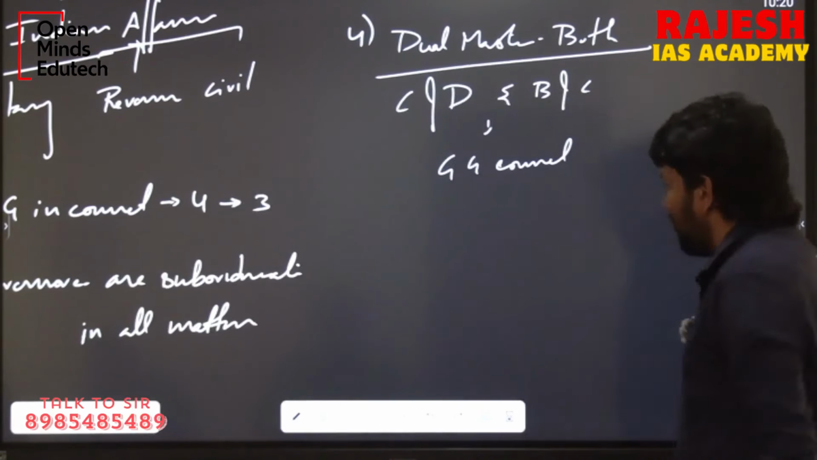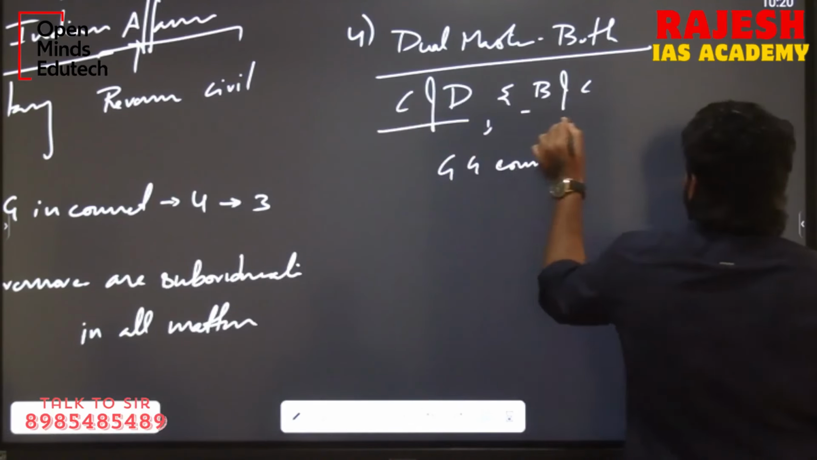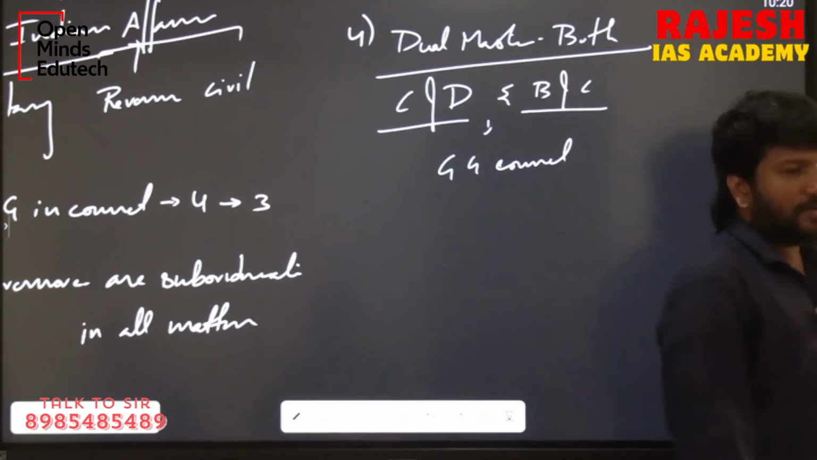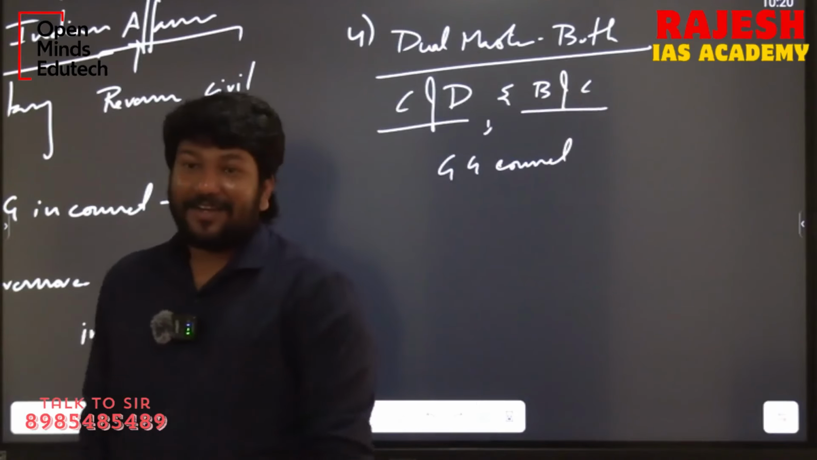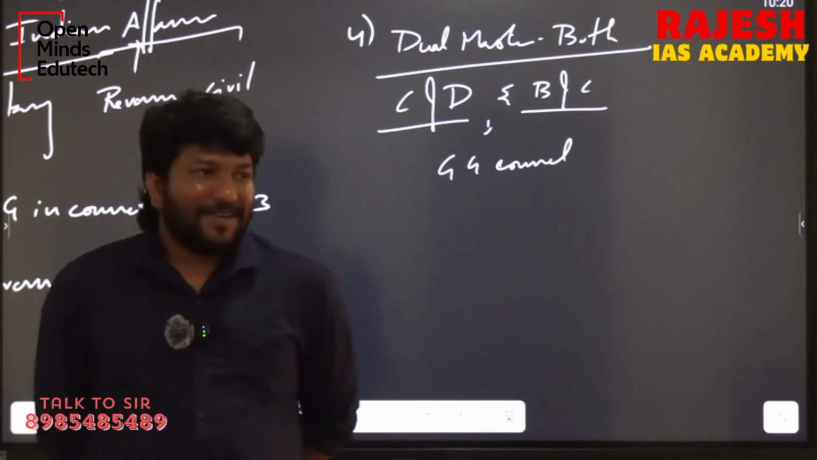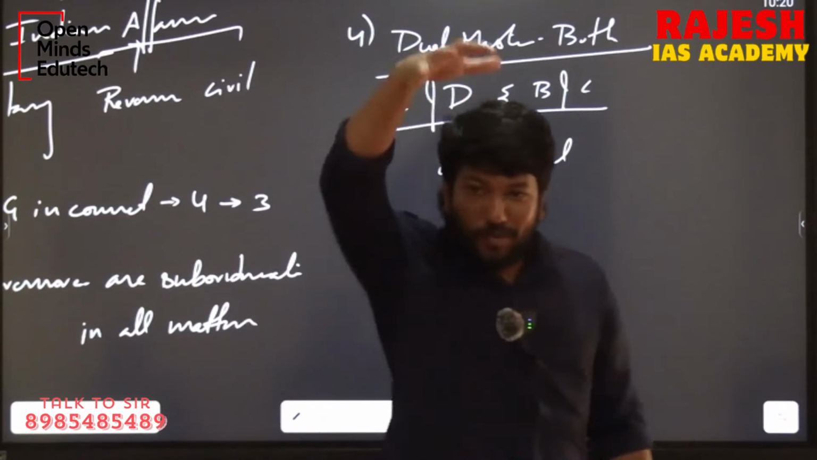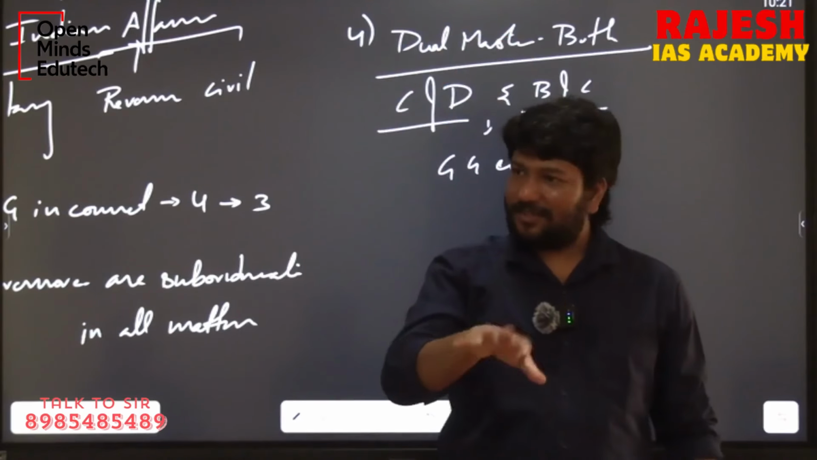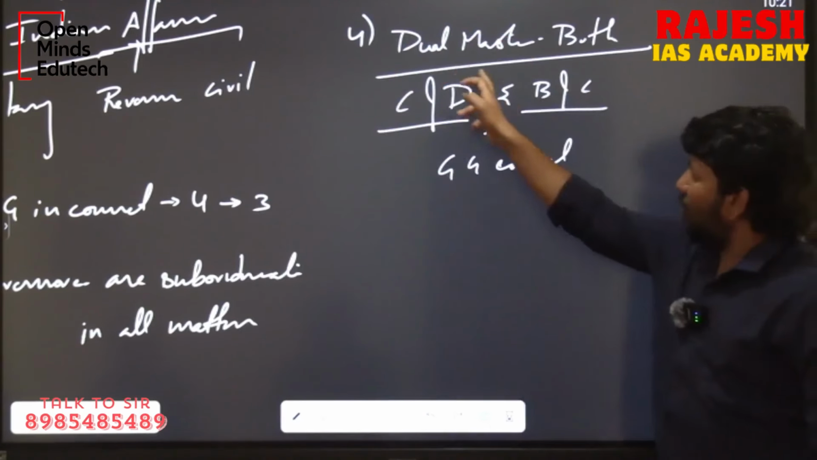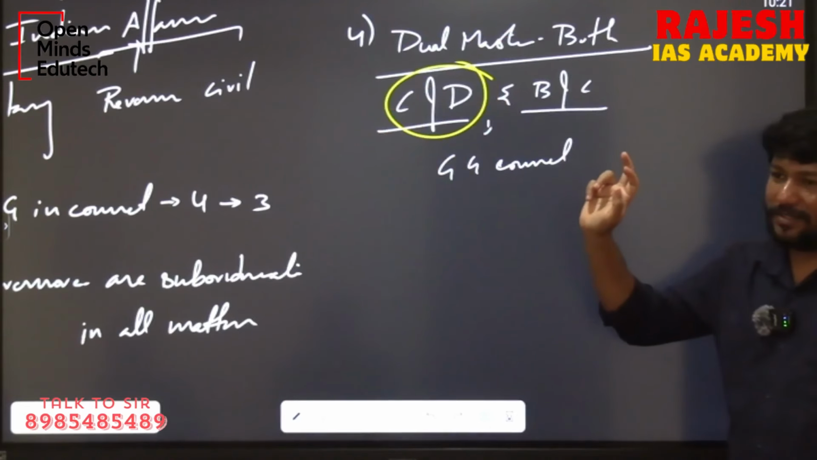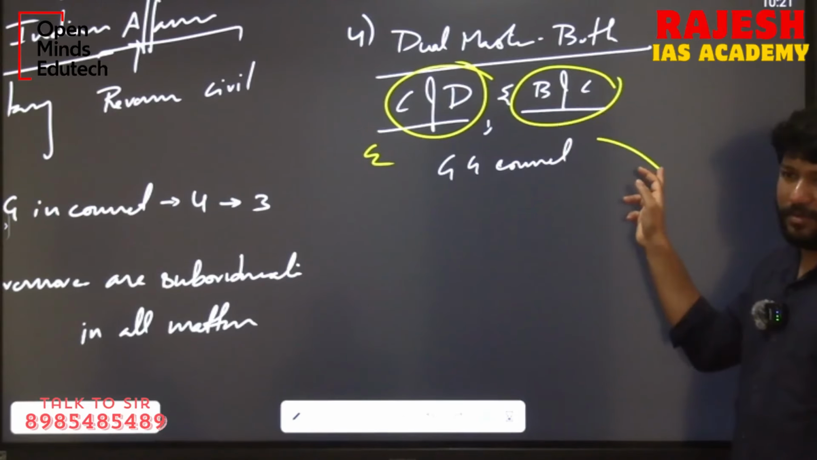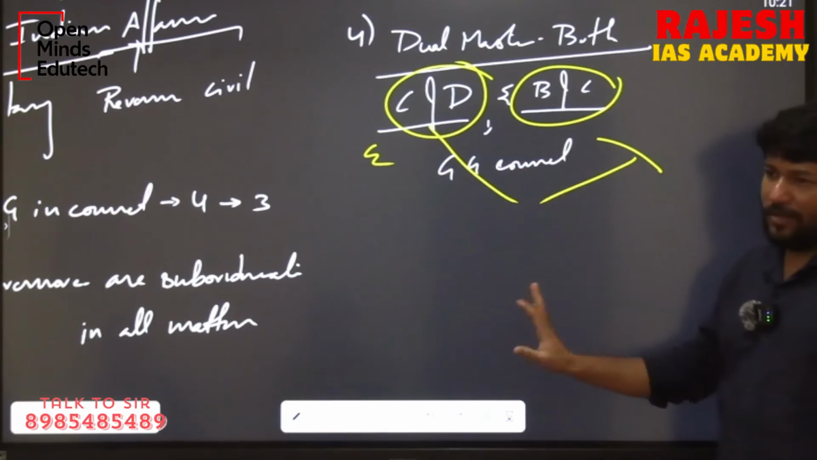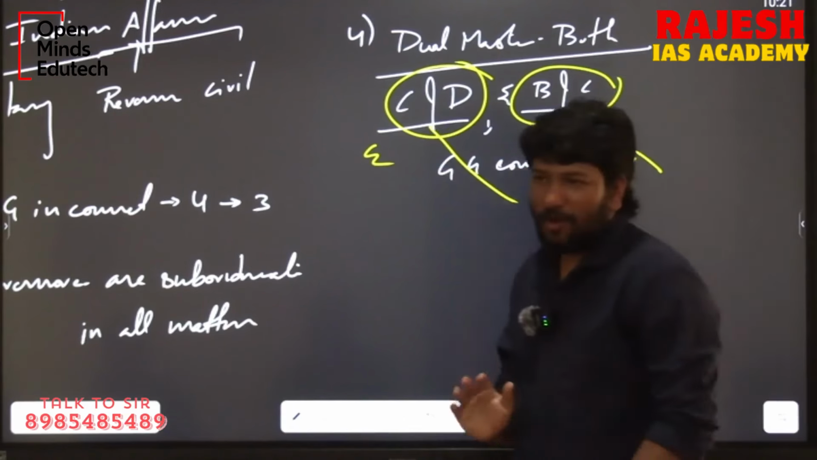Got it? Now ask me questions. Board of Control and Court of Directors: who will stay in India? Who will stay in England? Both will stay in England only. But both will control the Indian officials. Clear? Okay. What will they control? Court of Directors: commercial affairs. What will the other control? Because of two masters, dual board. Clear? So this is how the Pitt's India Act worked.